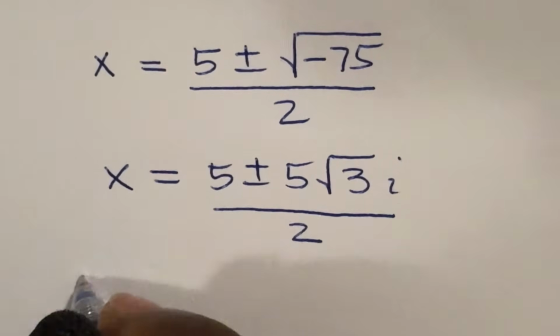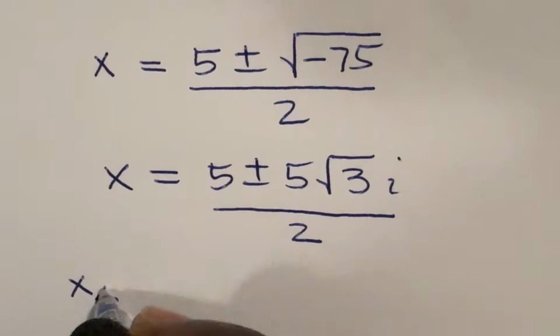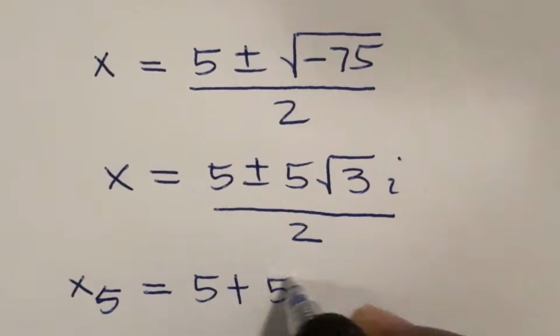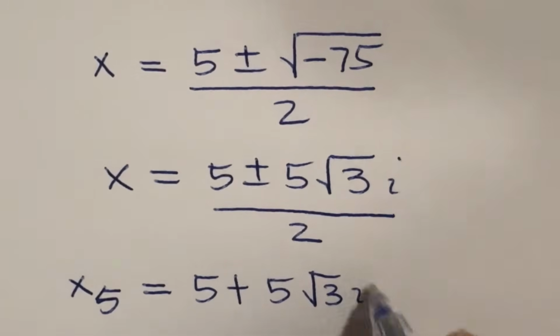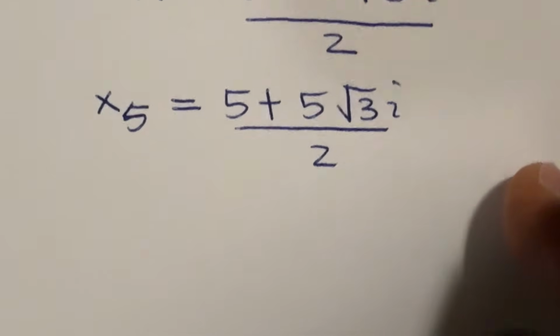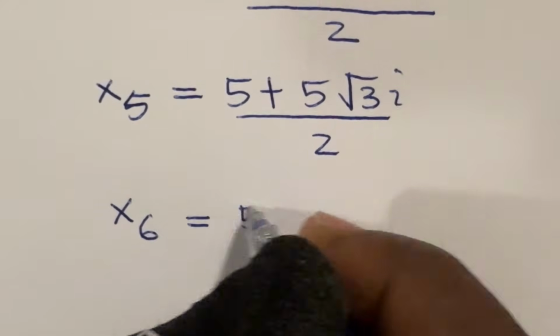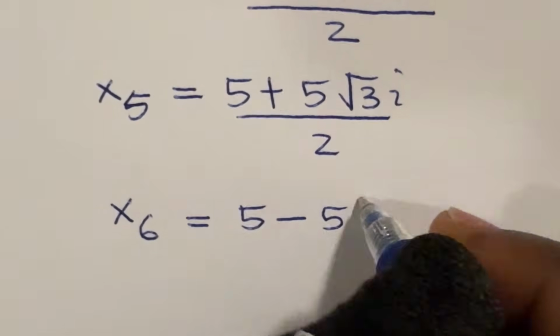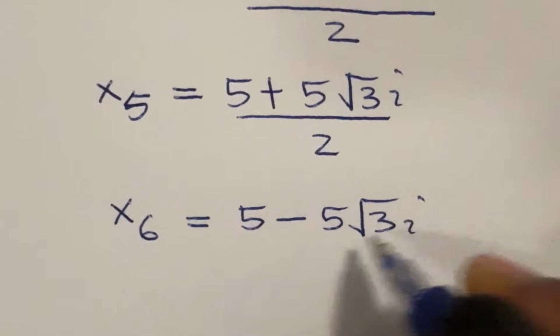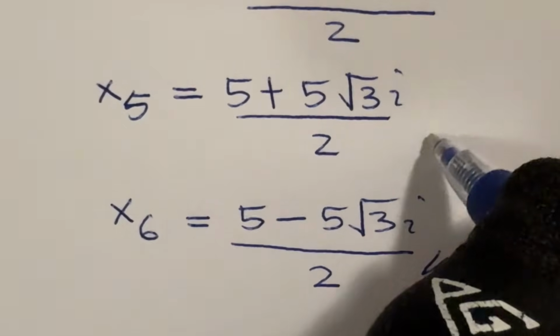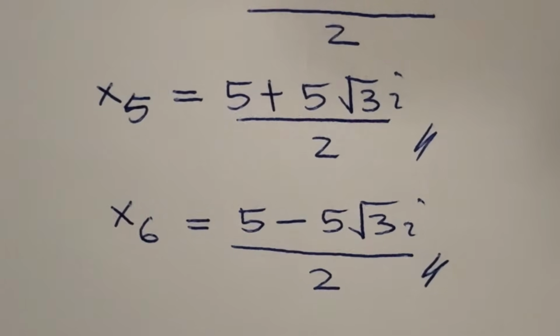So now we say x4, or x5 rather, is equal to 5 plus 5 root 3i over 2. And we say x6 is equal to 5 minus 5 root 3i over 2, which is our sixth solution. And that is how to find the 6 values of x in this problem.